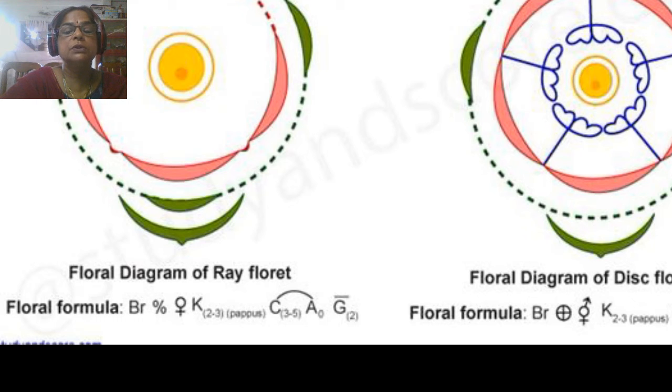Androecium 0, because androecium is absent. Unisexual flower is there. Gynoecium bicarpellary, syncarpous, ovary superior, in ovary inferior. In the inferior case, you will find the line above the G.